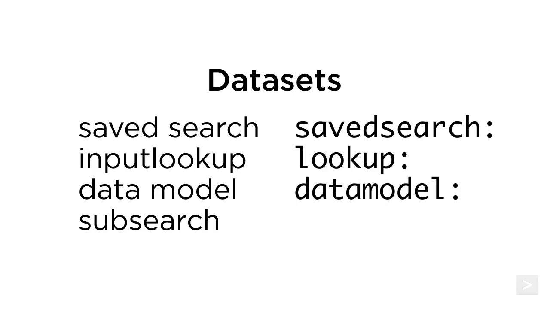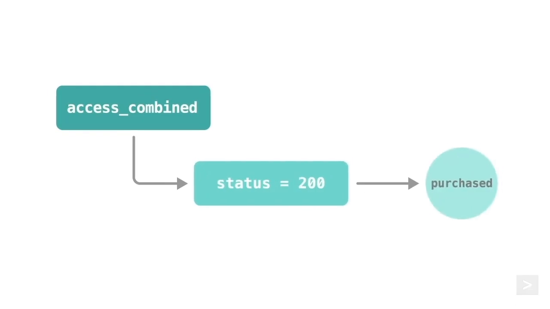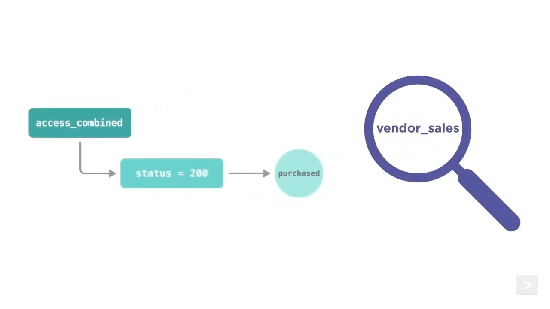The exception to this are subsearches. We will see how to use this syntax, or lack of it, in our search. In our deployment, we have a data model defined that returns all successful purchases made through the web store. We want to combine the results of the data model with search results from vendor sales.